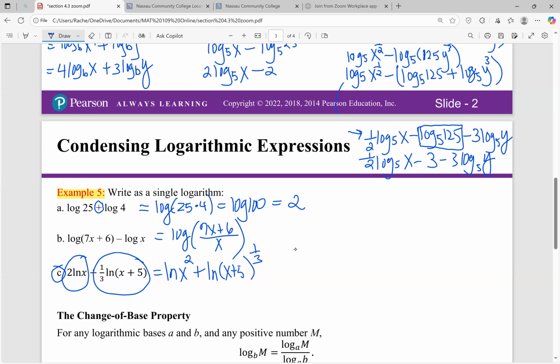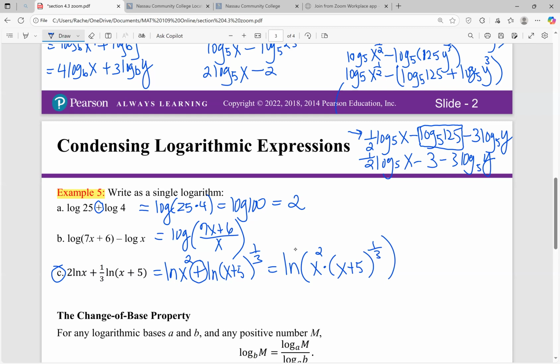Right? Because they were both brought down to the front by multiplication. And now I see I have a sum, so I could use my product rule. So this is going to be the natural log of x squared times x plus 5 to the 1/3.